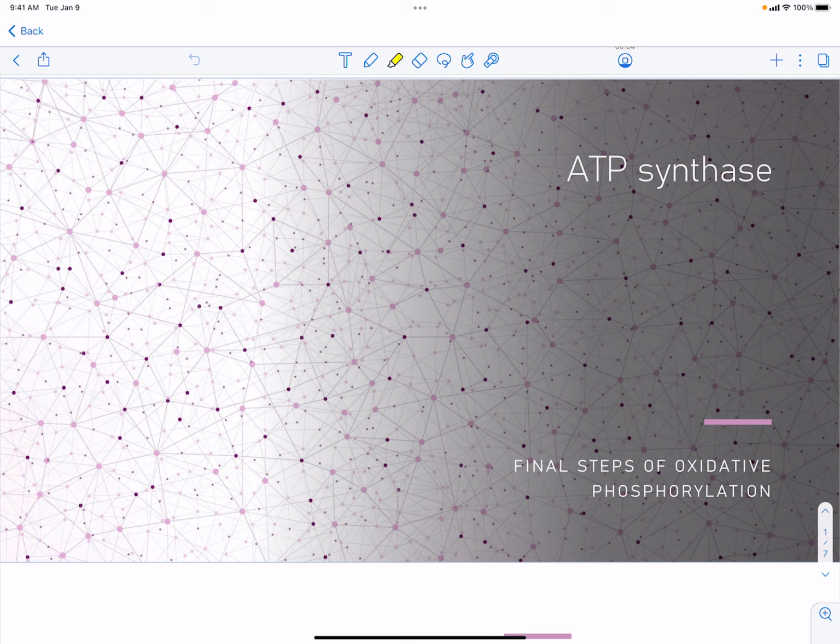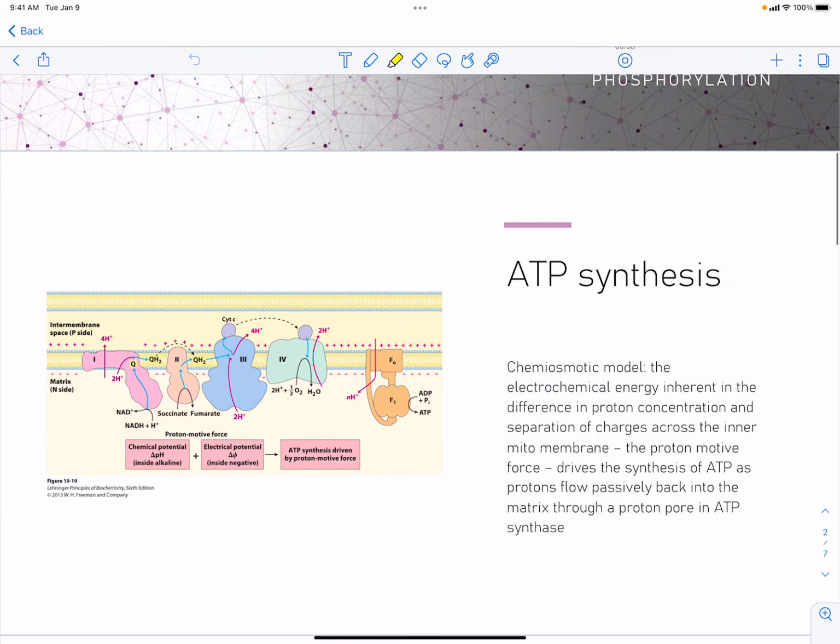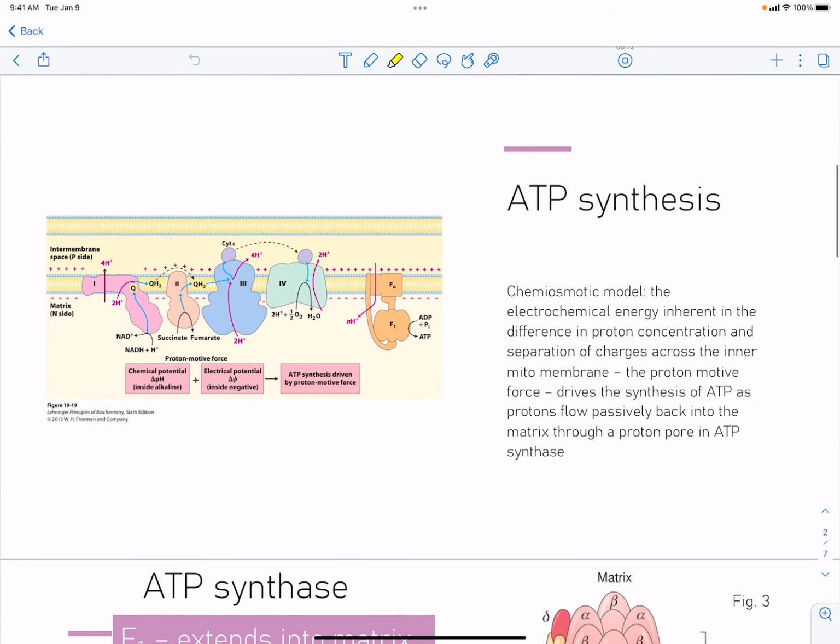Okay, so now we're going to actually talk about how ATP is made through the enzyme ATP synthase. When you look at an image of the electron transport chain, they're going to show you 4 enzymes associated with the electron transport chain, and then a 5th enzyme that's associated with ATP synthesis, and so it's called ATP synthase.